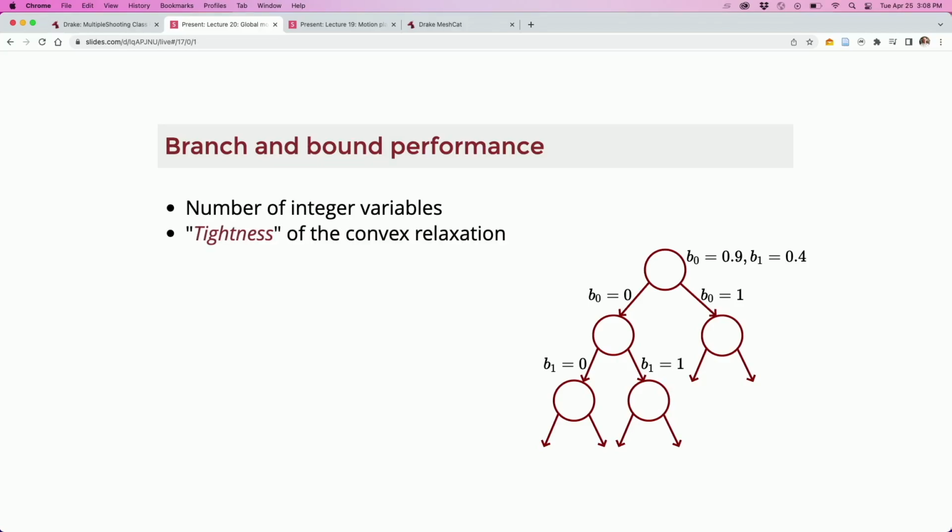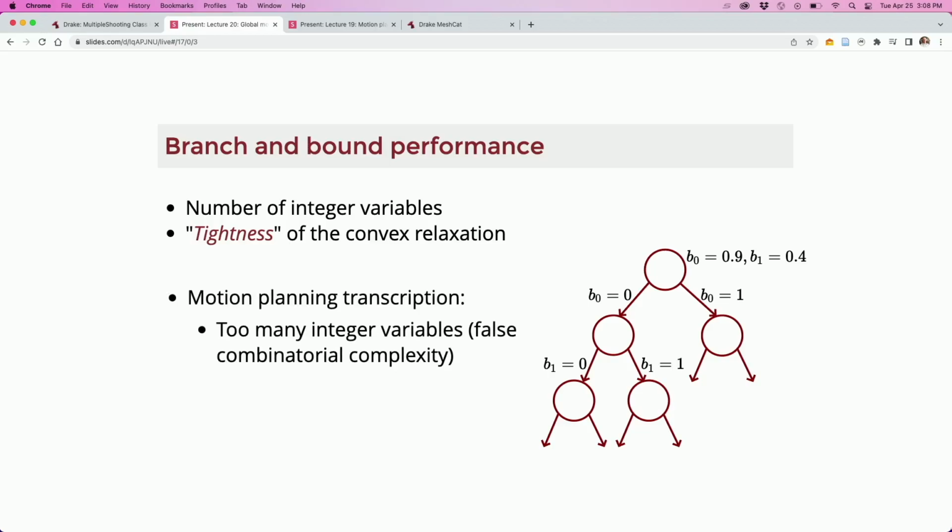And the tightness of the convex relaxation is going to affect the performance. And unfortunately, in the motion planning transcription, like the simple one I gave you here, where we use disjunctive constraints to say left or right around the obstacles, that has traditionally given both too many integer variables and very loose relaxations that go right up the middle.